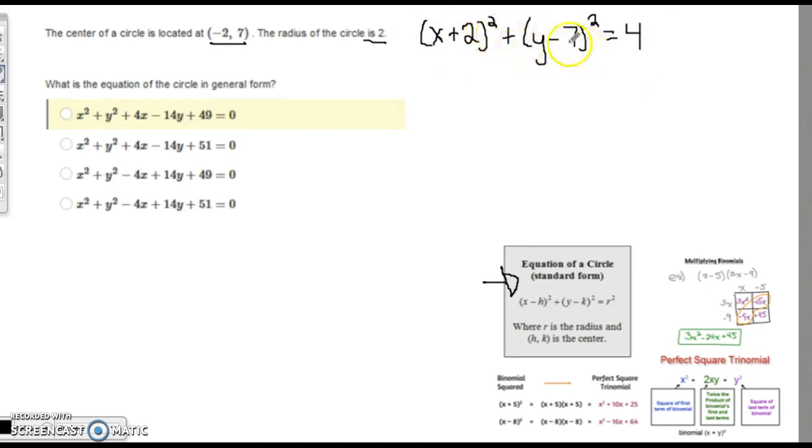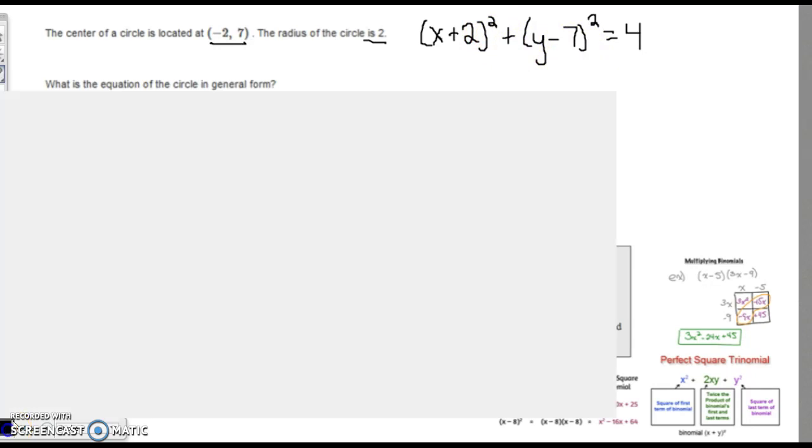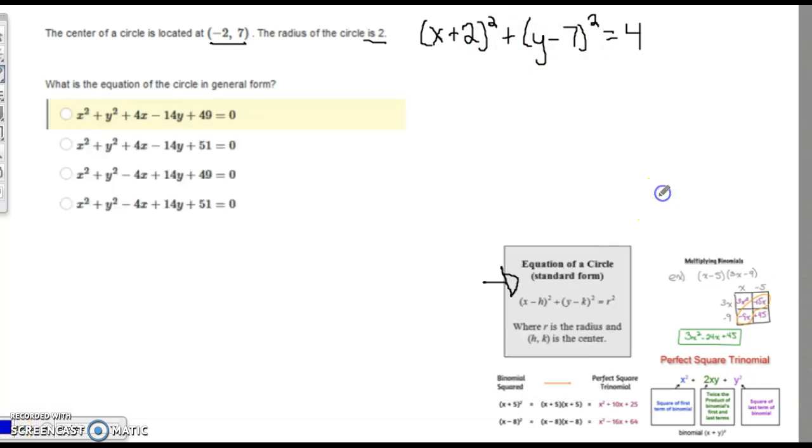Unfortunately, they don't want it in that form. They want it in general form. So now we're going to do what we did on the last problem, and we're going to multiply it out. Now this time, instead of box multiplying, I'm going to show you the shortcut. I don't use these often, but if you can remember them, then they do make it shorter.